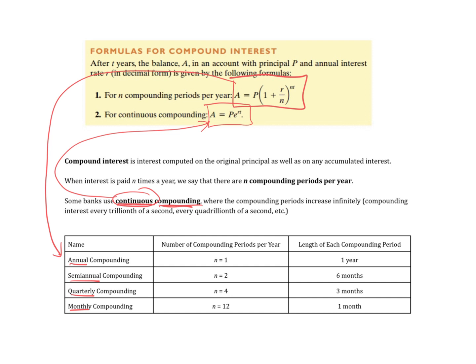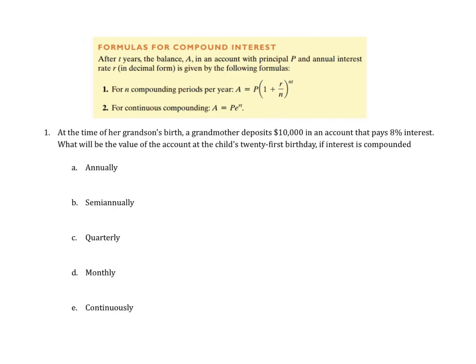And in that formula, you're going to need an N value, and N is going to be the number of compounding periods per year. So annual compounding is once a year, N is equal to 1. Semi-annual compounding is every 6 months, and N is equal to 2. Quarterly is every 3 months, N is equal to 4, and monthly is every month, or N is equal to 12. Let's take a look at this example.